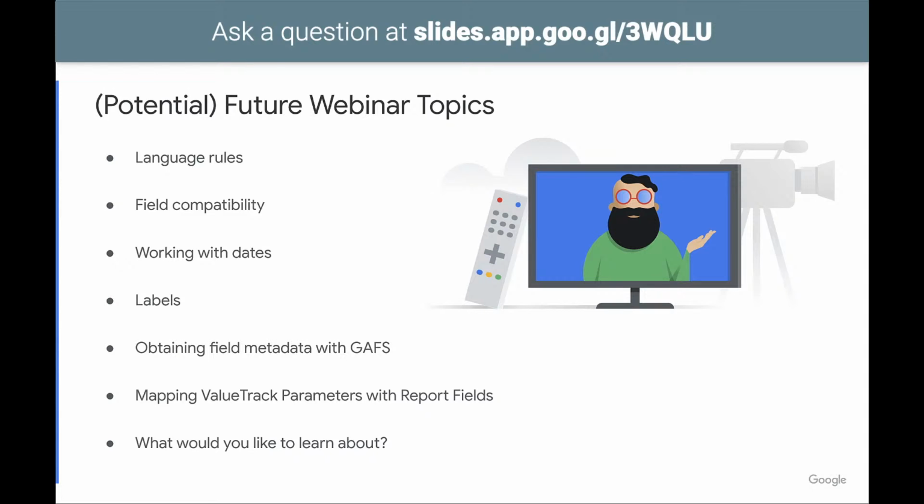So I've really only scratched the surface of a lot of detailed complexities and nuances of GAQL and searching. Some other things that we might cover in future webinars are language rules, for example, field compatibility. I touched on this very slightly. There are some nuances and quirks when working with dates that you need to know about. So we could get into that, labels, and a few other things.